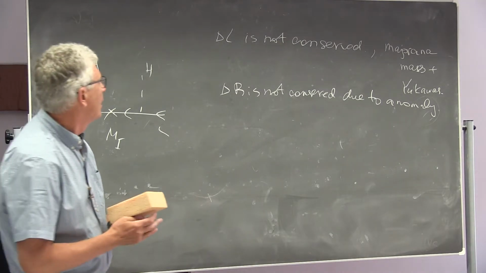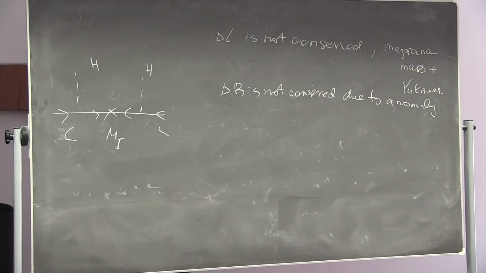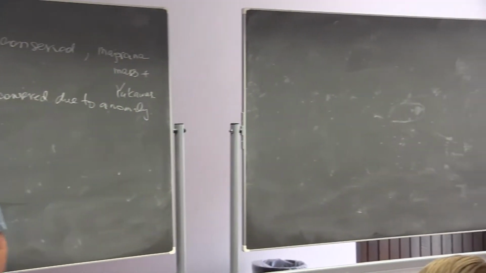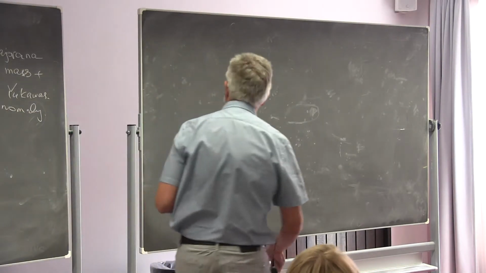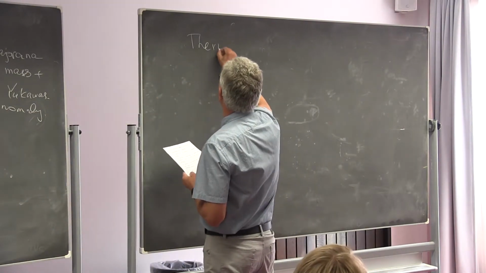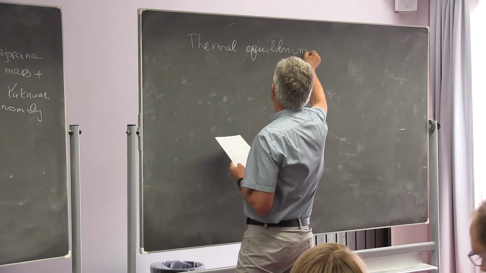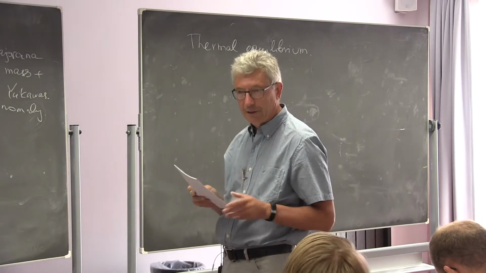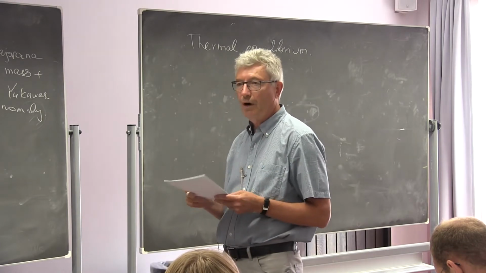Okay, so let's first look at the question of thermal equilibrium in this theory. So we got these extra entries, Majorana fermions. So let's see when these particles come into thermal equilibrium and go out of thermal equilibrium.